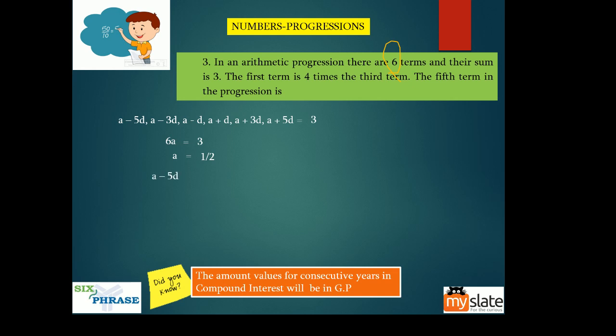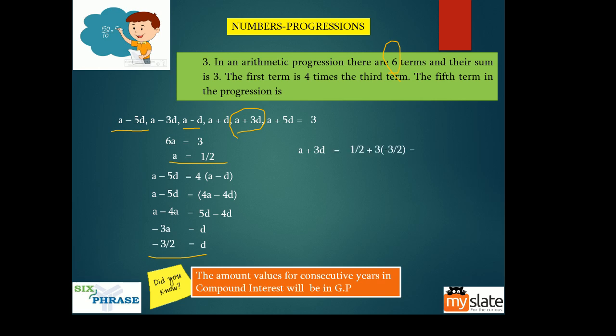Now they say the first term is 4 times the third term. This is the first term, right, guys? So a minus 5d is 4 times the third term. The third term is a minus d. So I've written a minus 5d is 4 times (a minus d). If you do the math, you will get d to be minus 3 by 2. So you have d's value, you have a's value. With this, you can find the fifth term. What is the fifth term? Fifth term is a plus 3d. Just substitute the values. You will get the answer to be minus 4.